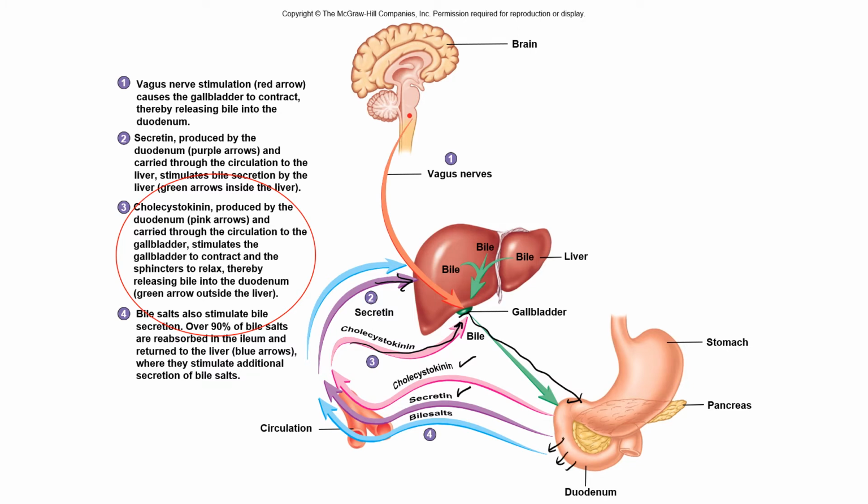About 90% of the bile secreted into the small intestine is going to be absorbed at the end of the small intestine in the ileum, will circulate in blood, and when it goes back to the liver, it will stimulate production of even more bile.